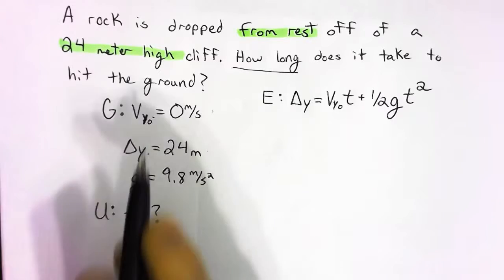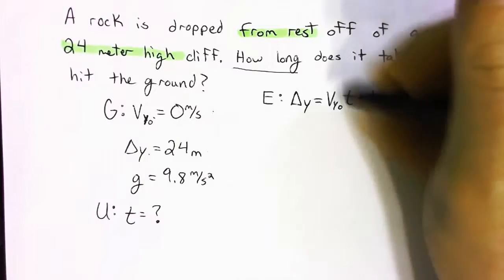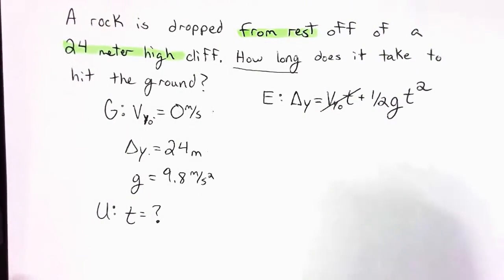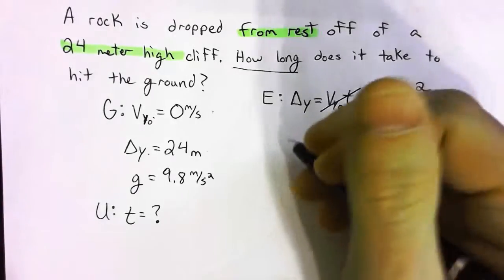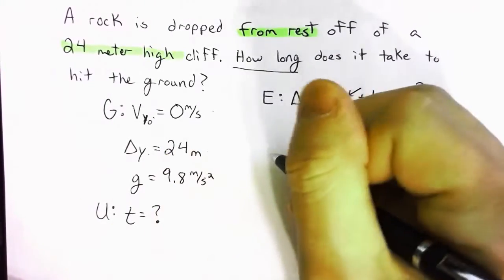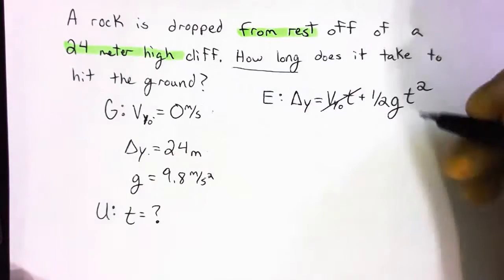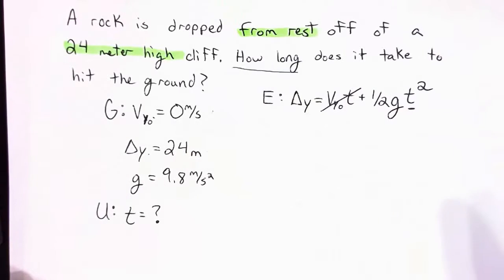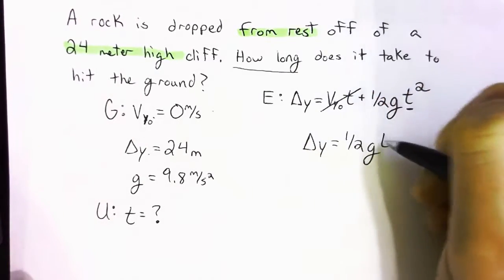We can simplify it a little bit, though, because I know my initial velocity here is 0, so that means that this section, we can just remove that. 0 times time is 0, so we can remove that. So the next part of the equation, we're just going to rearrange this equation, and we want to isolate time. We want to remove everything else from the equation. So we have right now delta y equals 1/2 g t squared.